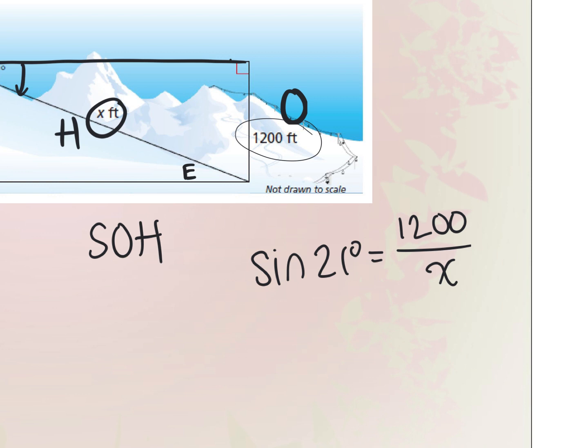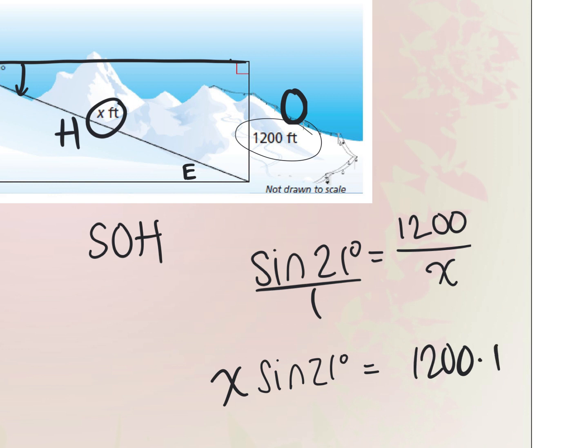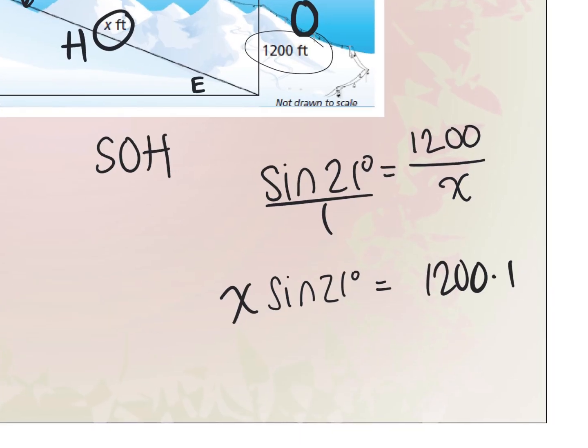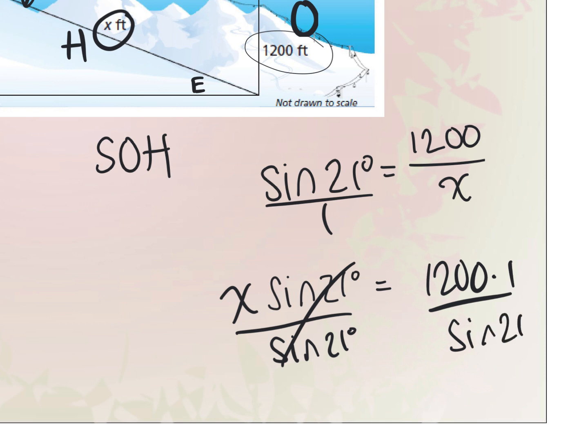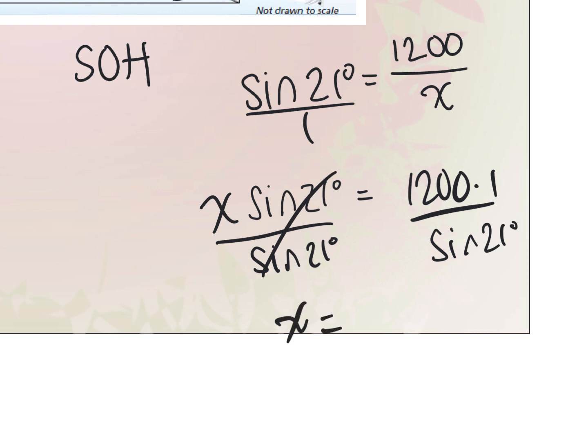Do you guys remember what I do next? Juliet? Very good. Make it into a fraction, put it over 1, and then cross multiply. So you're going to multiply X by the sine of 21 degrees equals 1,200 times 1, which is just 1,200. Remember, I'm still solving for X. Who remembers what I do next? Divide. Good, Cody. Divide by what? The sine of 21 degrees. And in your calculators, plug in X equals 1,200 divided by the sine of 21 degrees.